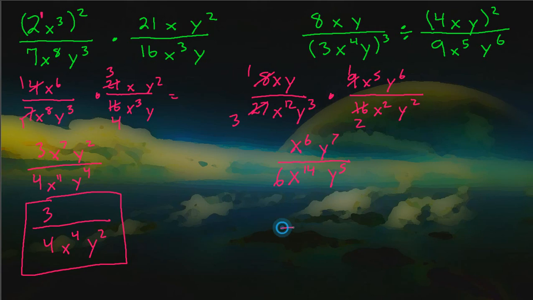Now I subtract my exponents. At top I have my 1, my 6, so negative 8, so I have x to the 8 at bottom. And then 7 minus 5, so that's 2, so y squared at top, thus giving my final answers for those.